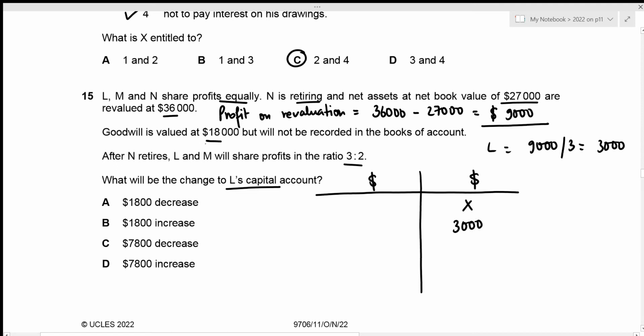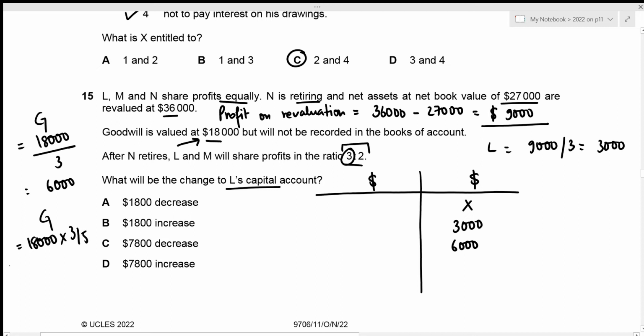Then the goodwill at previous ratio will be recorded on the credit side, and previously the ratio was to share equally among the 3 partners. So the goodwill under previous ratio is 18,000 by 3, which results in 6,000. This will be recorded on the credit side, and the goodwill on the new ratio will be recorded on the debit side. So that's 18,000, and from the new ratio, 3 out of 5 parts belongs to L. So that's 18,000 times 3 by 5, which results in the amount of 10,800. This should be recorded on the debit side.